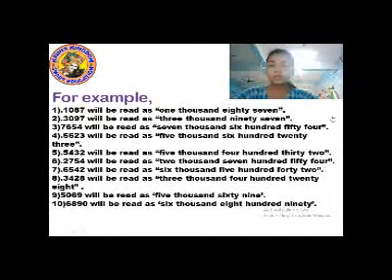The number 3097 will be read as 3097. And the third number, 7654, will be read as 7654. And the fourth example is the number 5623, which will be read as 5623.